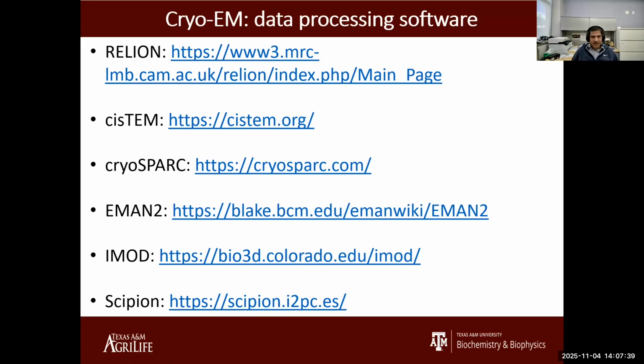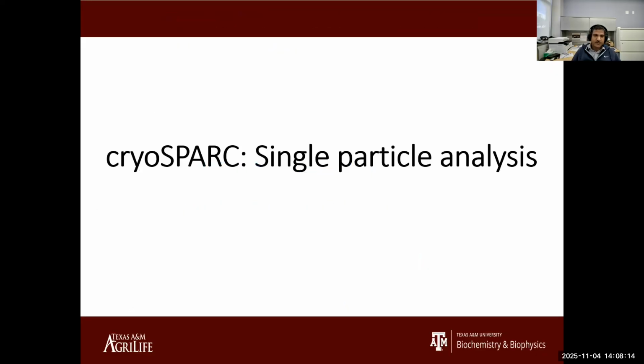EMAN2 can also be used. It's a little bit hectic to use, but people use it largely for cryo-ET data processing. IMOD is also used largely for cryo-ET data processing, and CPN is a kind of wrapper for the different software. So you can streamline the processing and set up all the jobs, and then you can leave it, and it will finish all the processing together, from start to end, if no error pops up.